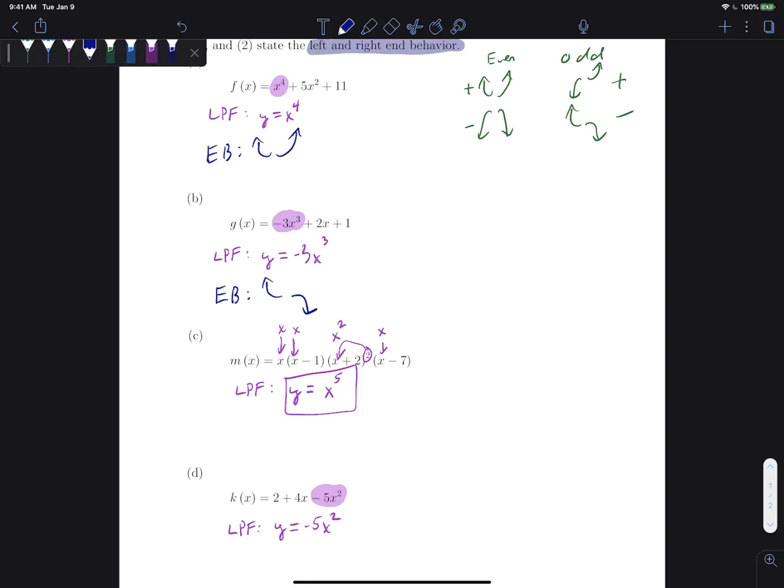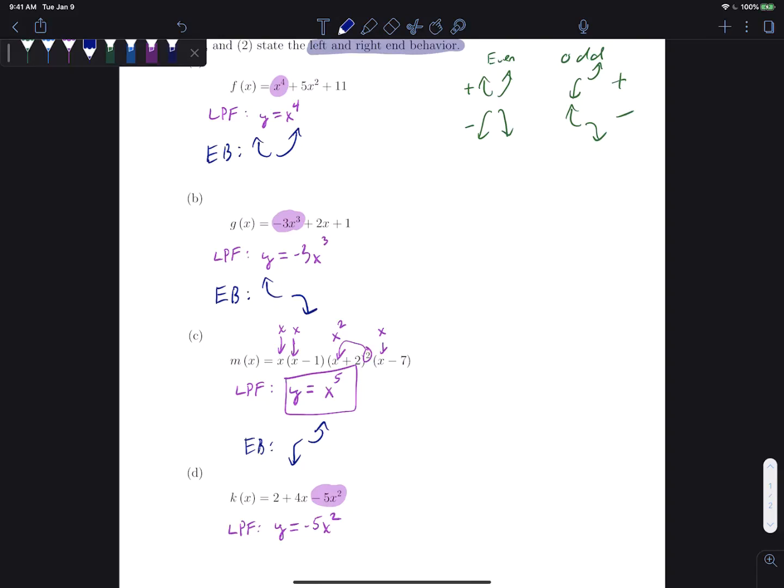Now for letter C, we have y equals x to the fifth. The degree is 5, so we have odd. The coefficient is positive, so we have this one. That means that we're looking at down to the left and up to the right. So down to the left, up to the right.